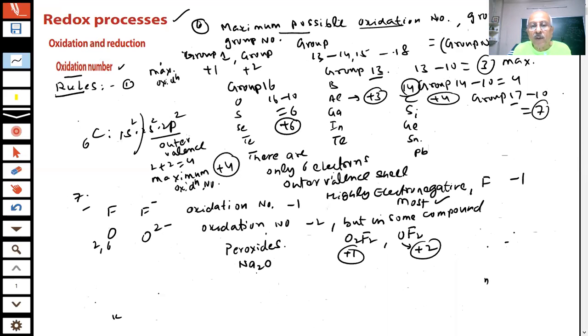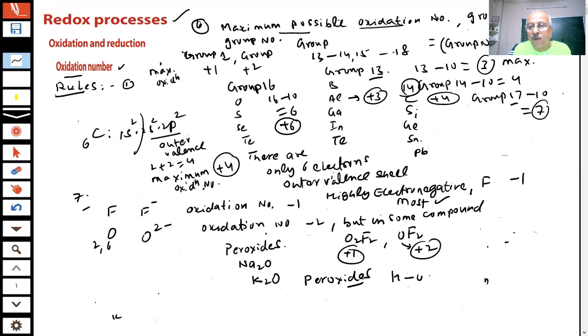Na2O. Here, what is happening? This is +2, this is -2, no problem. But if I write lithium oxide, or potassium, if I write K2O, students, what will be the charge here? Or there can be peroxides also.